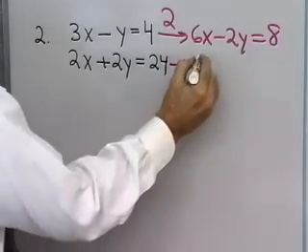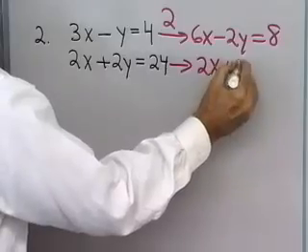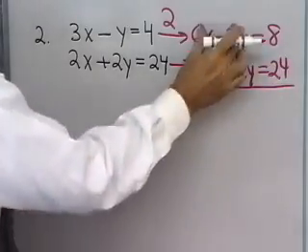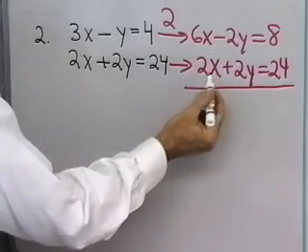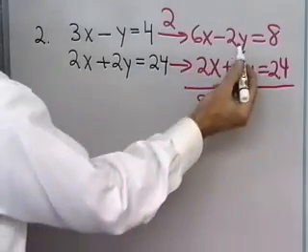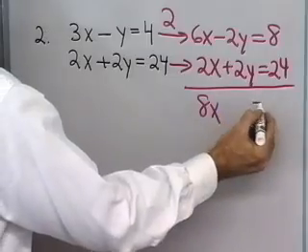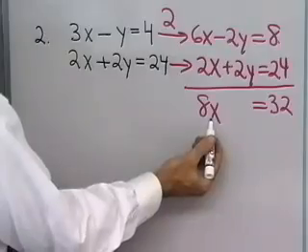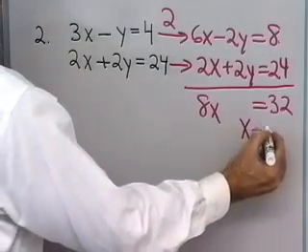Let's leave this equation the same. 2x plus 2y is equal to 24. Now when I add the left sides together, 6x plus 2x is 8x, negative 2y plus 2y is 0, and 8 plus 24 is 32. Divide both sides by 8, x is equal to 4.